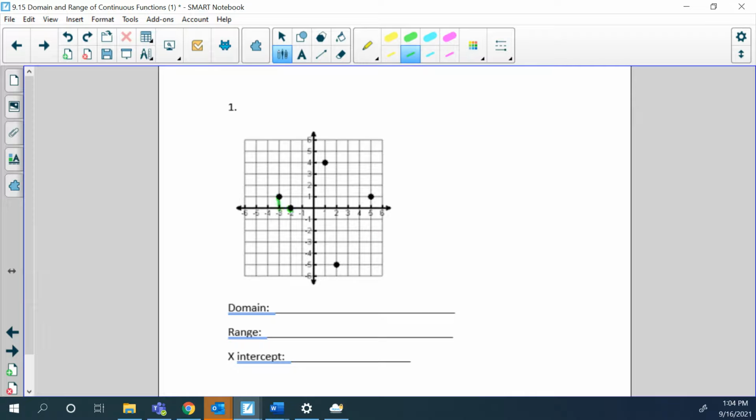-3. This one's on the x-axis, so that's -2. The next one, I go down, that's 1. The next one here, I go up, that's 2. And this one here is 5. So my domain, starting from left to right, all the x values, are going to be -3, -2, 1, 2, and 5. So that's my domain right there.